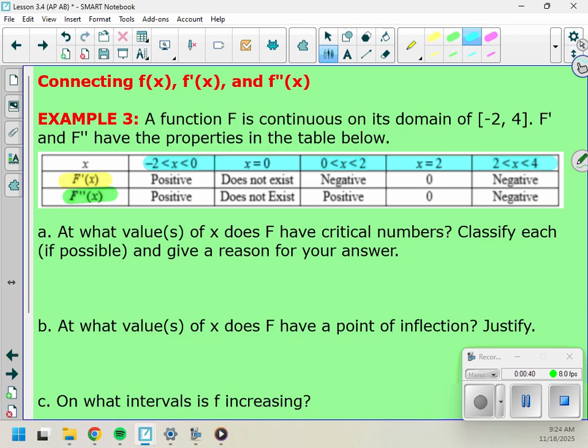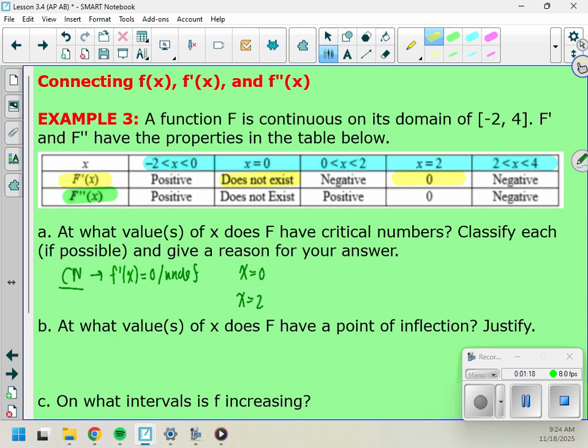Well, remember, f has a critical number anytime f prime of x equals 0 or is undefined. So where do we have f prime of x equaling 0 or undefined? We had that happening here at x equals 0. It doesn't exist. And we also have at x equals 2, the derivative equals 0. So my critical numbers are at x equals 0 and x equals 2, where the derivative is undefined or doesn't exist, or the derivative equals 0.